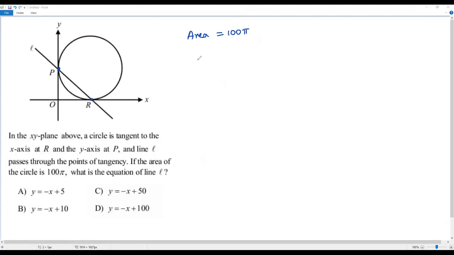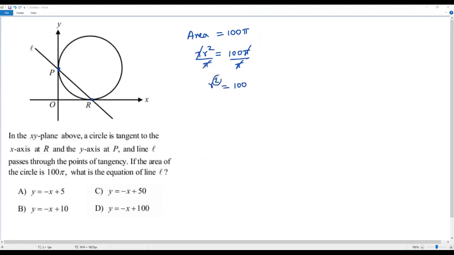We know the formula to get the area of a circle, that is pi r squared. Here this r represents the radius of the circle. Let me write 100 pi on the right side. Now in this equation, we can solve for r. For that, we have to divide both sides of this equation by pi. Then the pi will cancel, the same here. Then we get r squared equals 100.